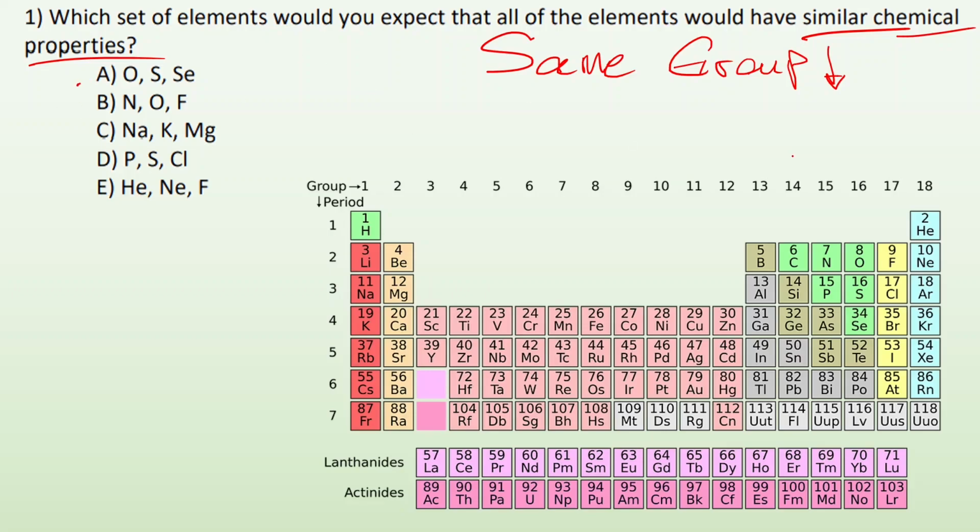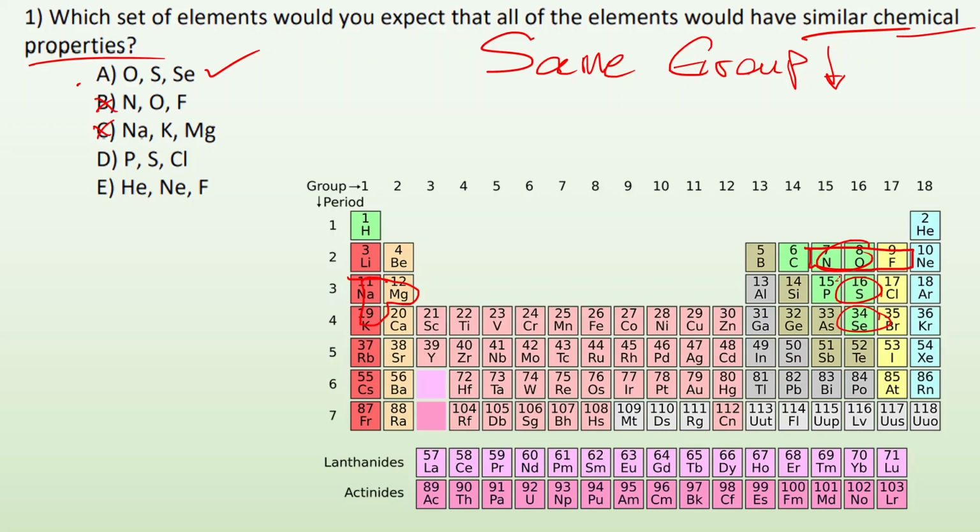Well, let's check A. We got oxygen, sulfur, and selenium. Hey, that looks like that might be our answer, but let's check the rest of them. We got nitrogen, oxygen, and fluorine. They're in the same period. They're not in the same group. We got sodium, potassium, and magnesium. Nope, that's not going to be it.